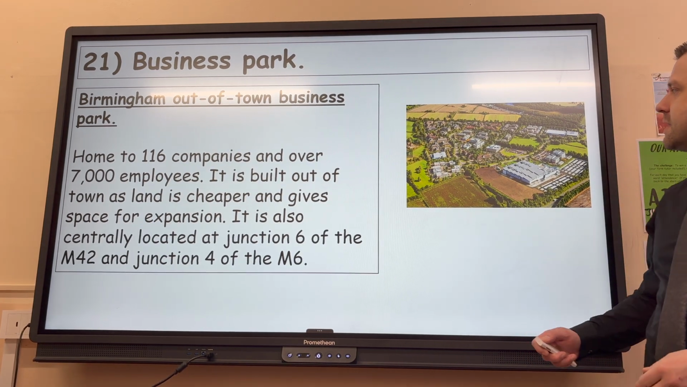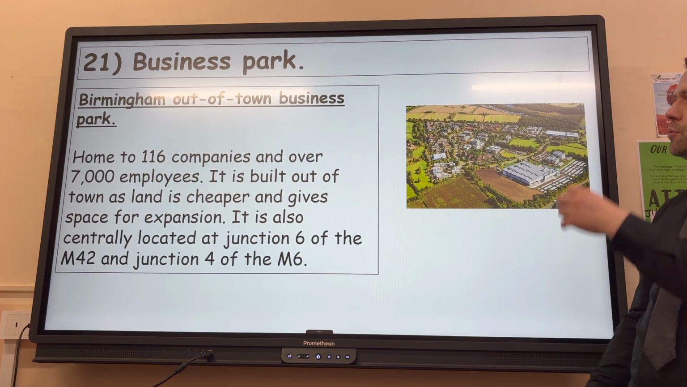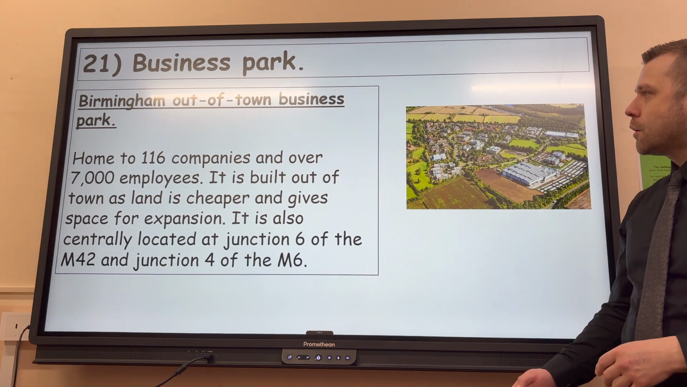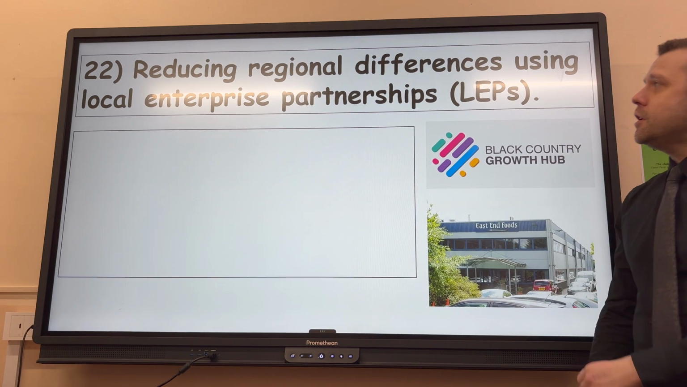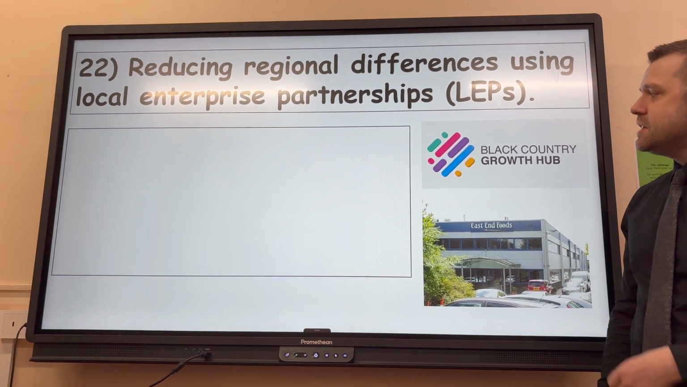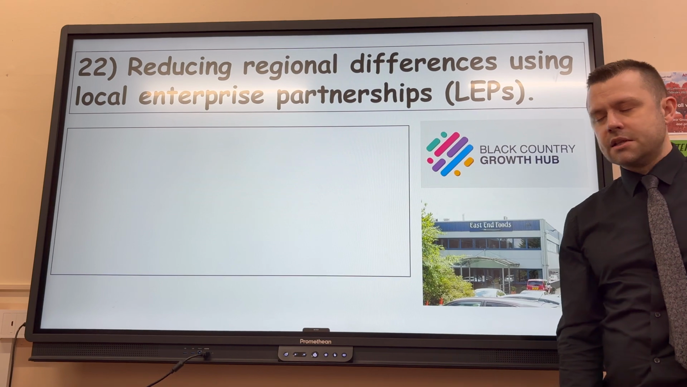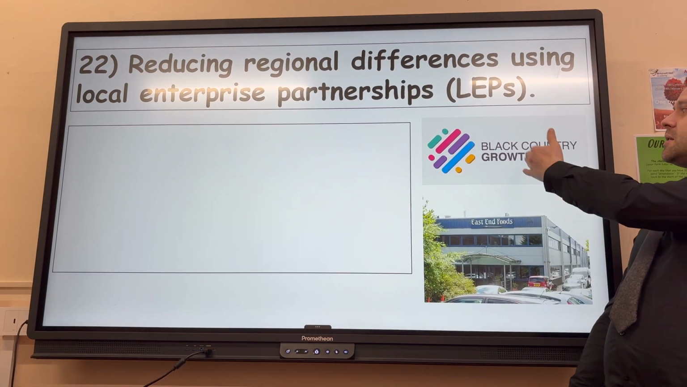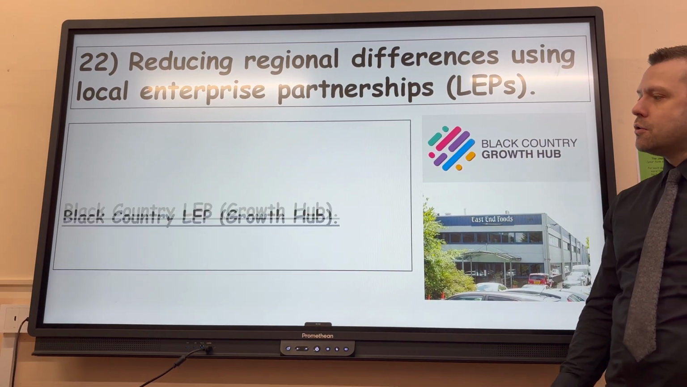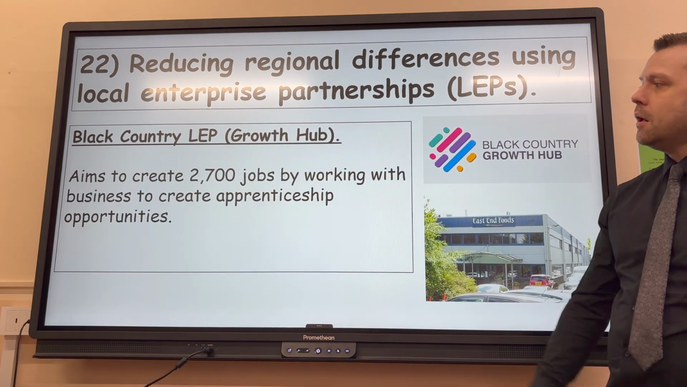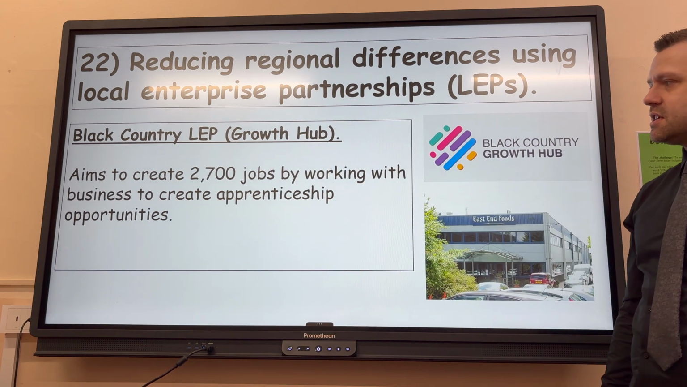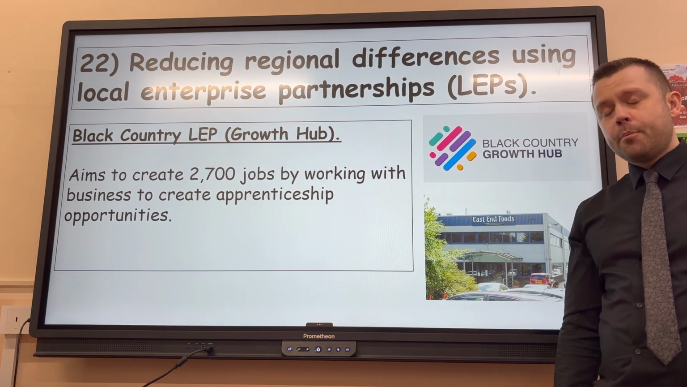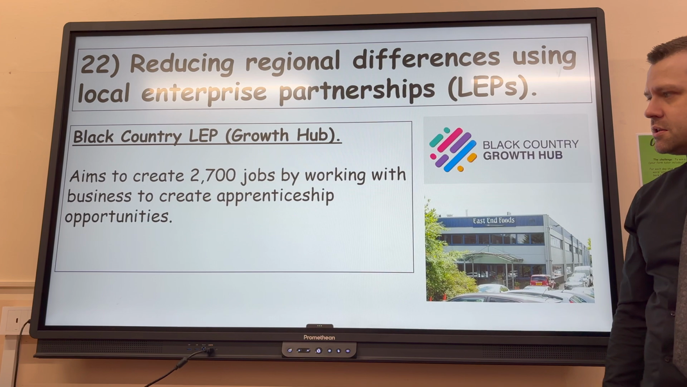So this is another example of a way we can reduce regional inequalities and create regional economic growth. Talking of reducing regional differences, we can also use local enterprise partnerships such as the Black Country LEP and the Black Country Growth Hub. Now, the aim of the Black Country LEP is to create 2,700 jobs by working with businesses to create apprenticeship opportunities.